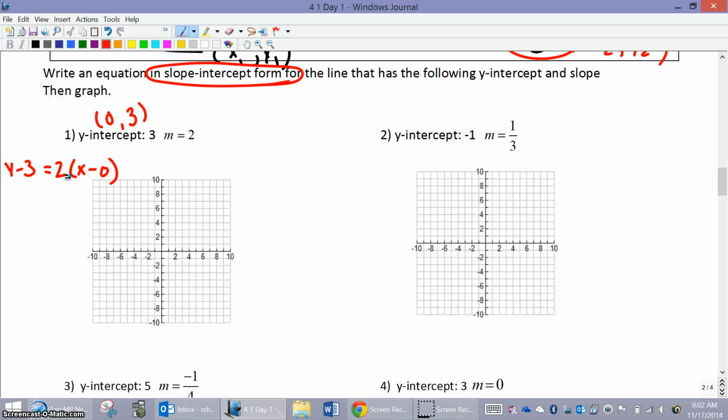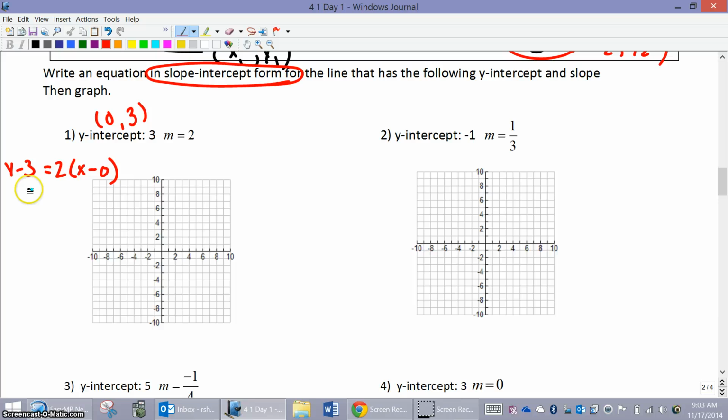And then we have to actually respond to this after that, because the directions didn't say leave it in point slope form, right? The directions actually said leave it in slope intercept form. If you look up above, slope intercept form has y all by itself, right? And it doesn't have any parentheses. There's no binomial in it.